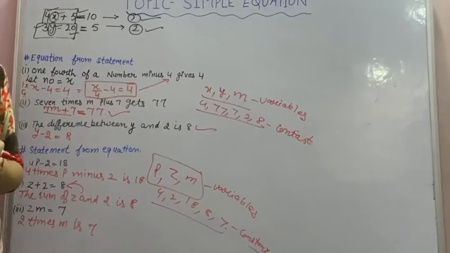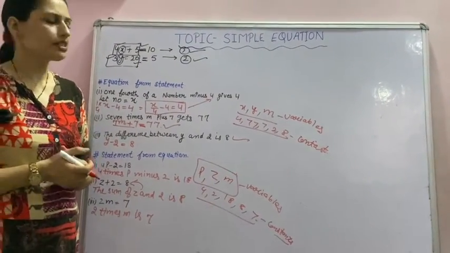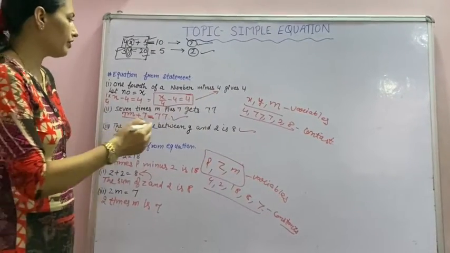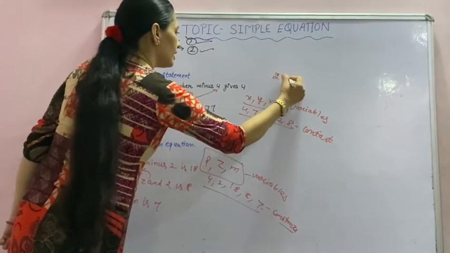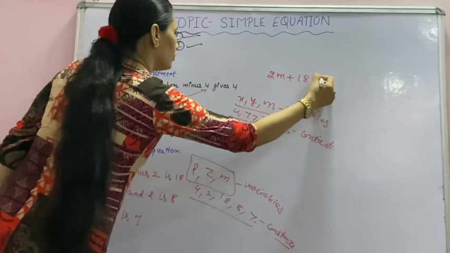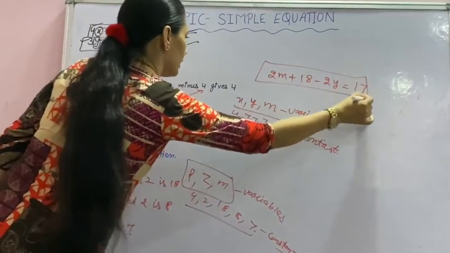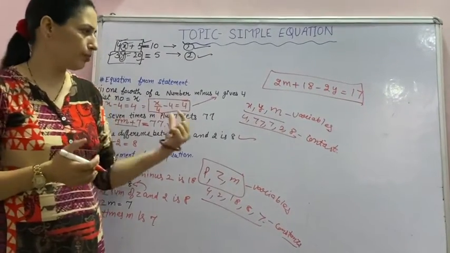Now I will give some exercises for your practice. Write the difference between variable and constant, and write this equation in statement form. Put your answer in the comment box.